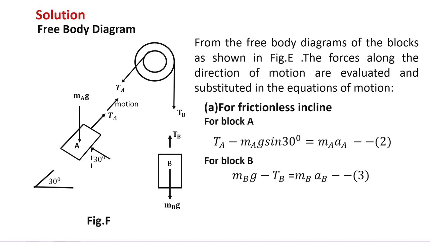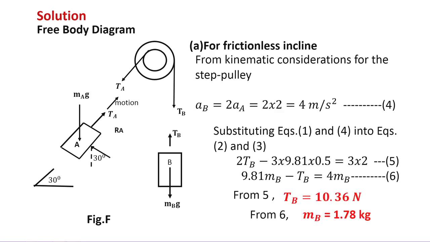Now, from the free body diagram, for the frictionless incline, summation of force is equal to ma. So, we resolve: Ta minus ma g sin 30 degree equals ma aa, and for block B, mb g minus Tb equals mb ab. From kinematics also, we have the relationship that acceleration of b is equal to twice aa. So, from that we get the acceleration of b.